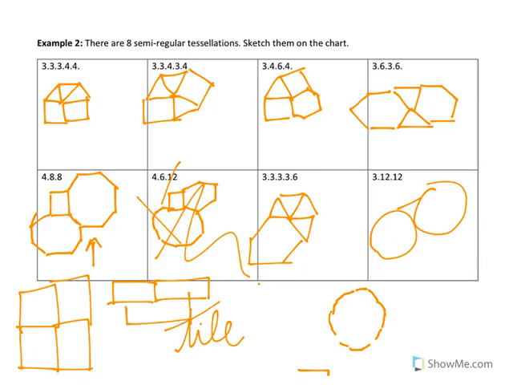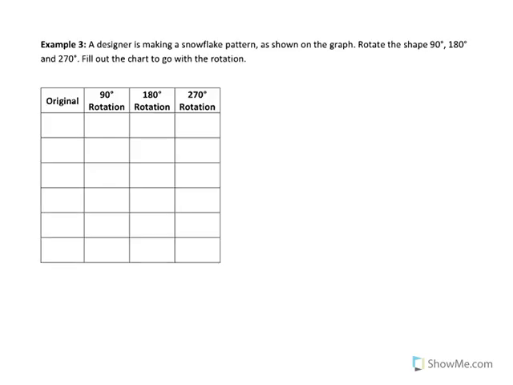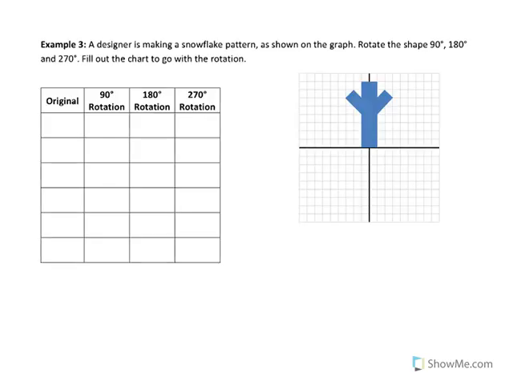I'm just scribbling now. Okay, where's the picture? There it is. Okay, we're going to rotate it 90 degrees, 180 degrees, 270, and then we're going to see what happens. So let's first find all of the intersections.